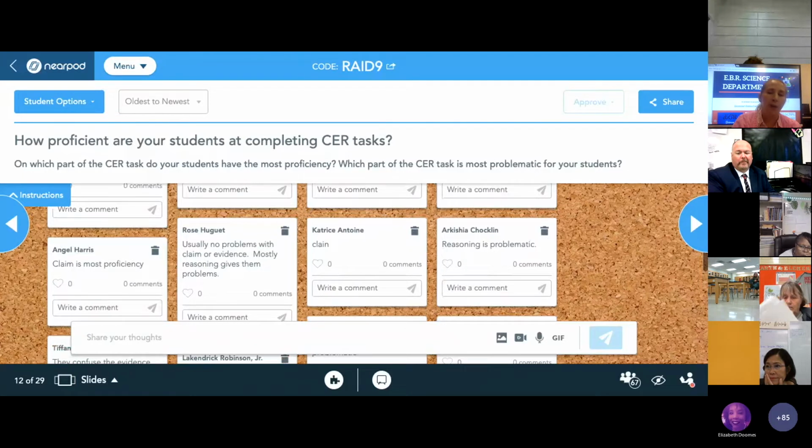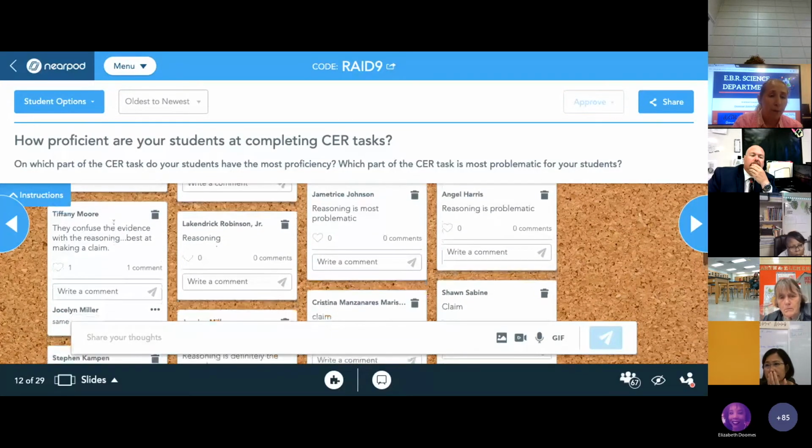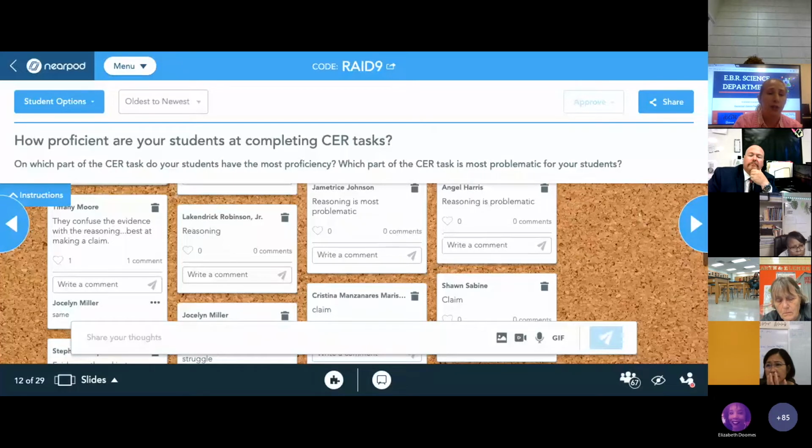So I'm going to go over a really simple way to get your students really good at doing the reasoning. It's kind of easy to state a claim, and you can usually go through an article, and a lot of students don't have a lot of problem just pulling out a couple of pieces of evidence that support or disprove their claim. But this is a really good comment from Ms. Tiffany Moore, and then Ms. Joycelyn Miller said same. They confuse the evidence with the reasoning.